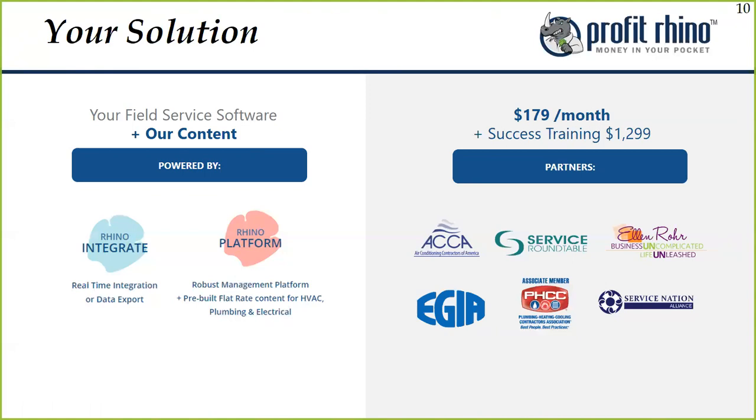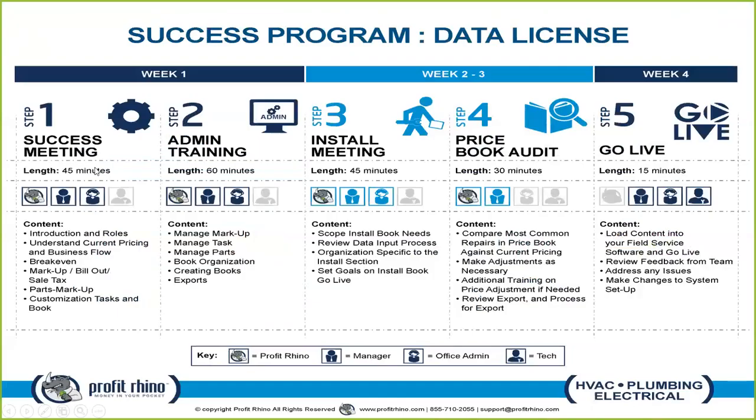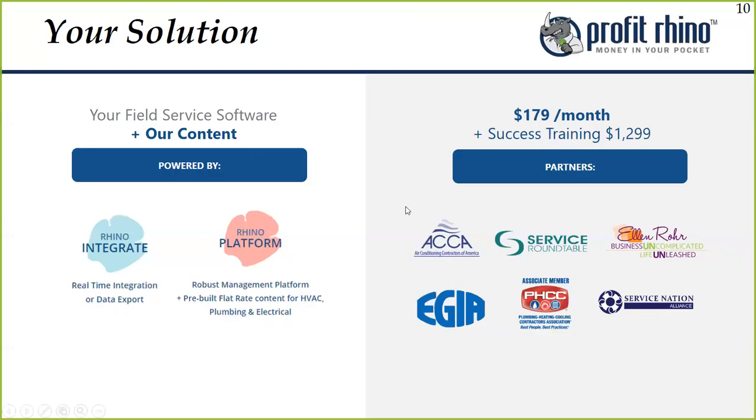There's only one charge. And then we do a one-time charge of $12.99, and that is simply to cover the Success Program, the training, the audit, the setup of the price book. We do offer you guys a $200 discount if you're a member with any of these groups here as well, so we can get that down to $10.99 for you guys.